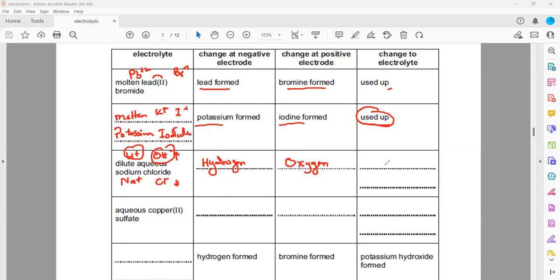Then what happened to the electrolyte? H is removed and OH is removed. So the amount of H and OH decreases. So it will become concentrated NaCl, sodium chloride, because we are left with sodium chloride, but we'll mention concentrated. Why concentrated? Because the amount of water has decreased. That's why it is concentrated sodium chloride.